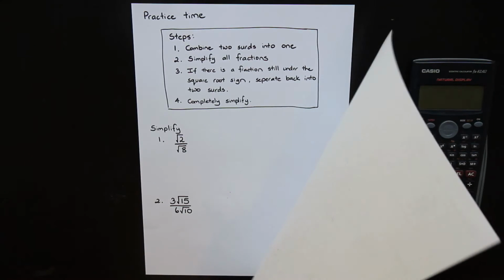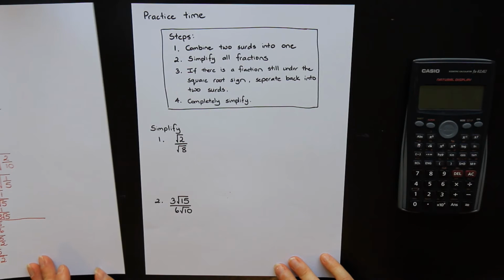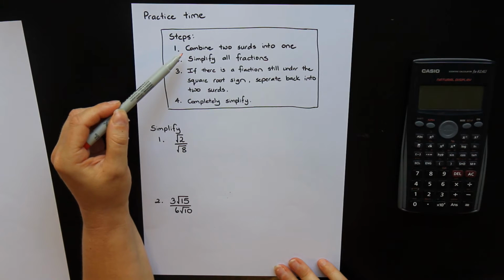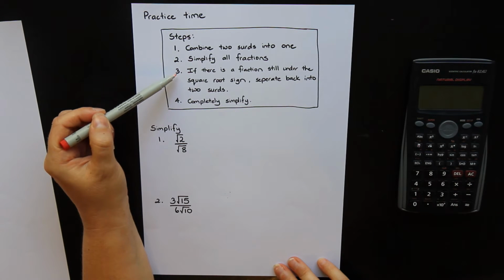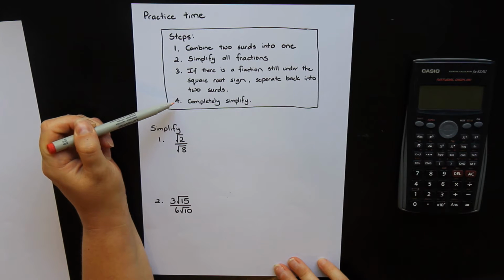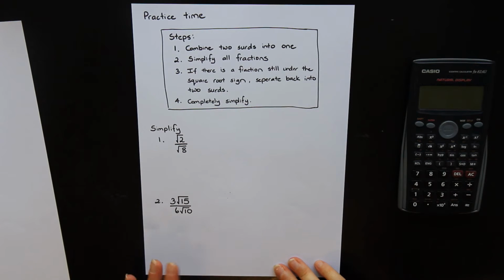Here is a few questions now over here. Time for you to have a practice. Here are some steps to help you out. So step number 1, combine the two surds into one. Step 2, simplify all the fractions, both outside surds and inside surds. 3, if there is still a fraction underneath the square root sign, separate it back into the two surds and simplify it all back down so it's all nice and neat again. So here is 2 questions for you to try. Take your pen and paper and pause the video and see how you go.